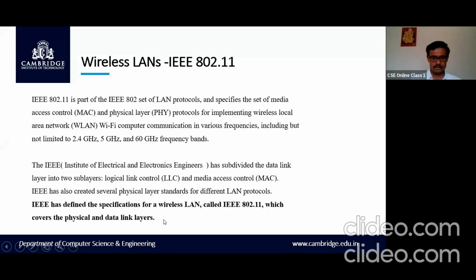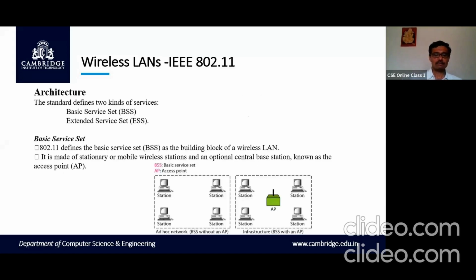Now we'll be particularly talking about wireless LANs here. The architecture of wireless LAN defines two kinds of services. The first one is the basic service set, in short BSS, or the extended service set, ESS. You can see the BSS here in the diagram.